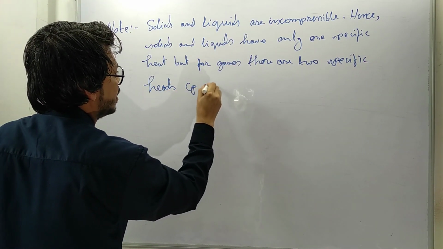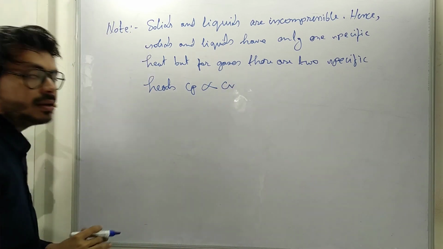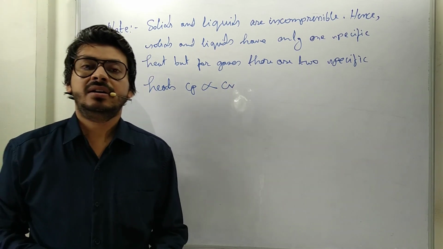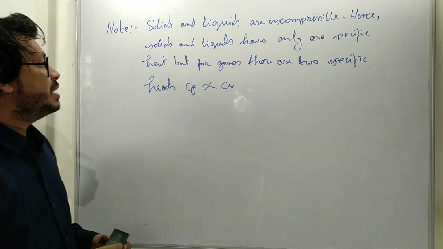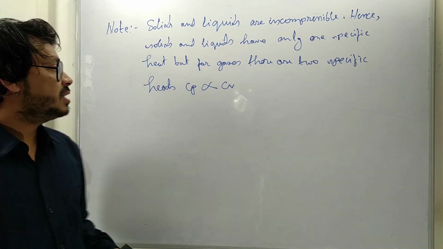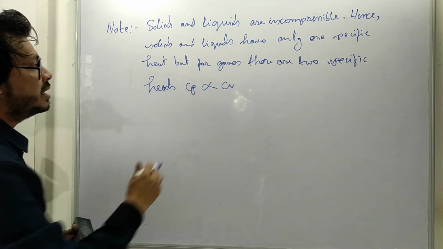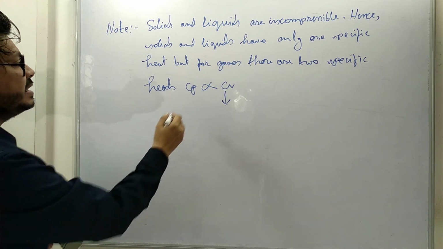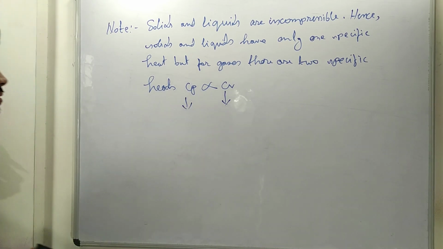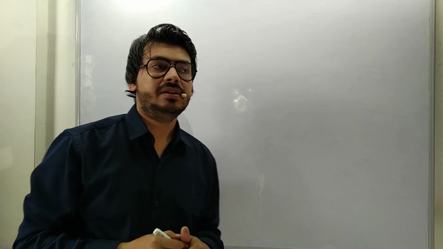Cp and Cv. For solids and liquids, the specific heat does not depend on the process, but for gases it depends on the process. If the process followed is a constant volume process, then it is Cv, and if the process followed is a constant pressure process, then it is Cp. Now let us compare the value of Cp and Cv.